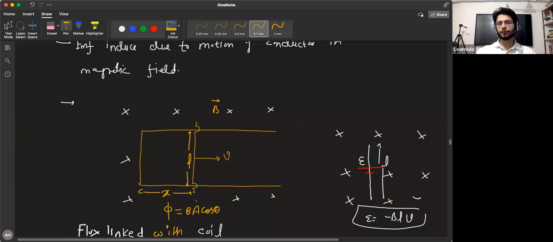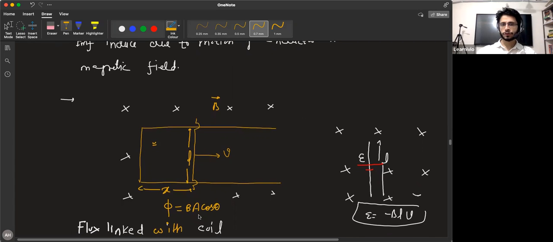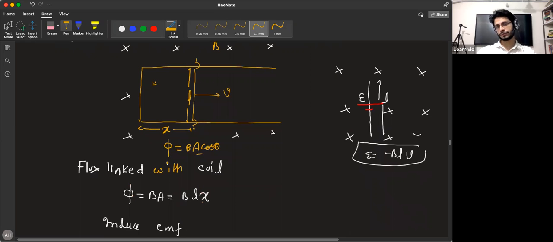B is the strength of the magnetic field. How much is this area? Nabil, how much is the area of this coil? One side is L, another is X. I'm not asking about the perimeter, I'm asking about the area. Area of a rectangle is length into breadth. One side is L, another is X. So the area is LX. So the flux will be BLX.